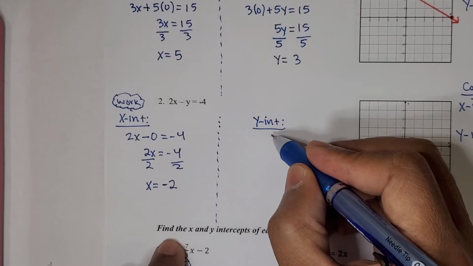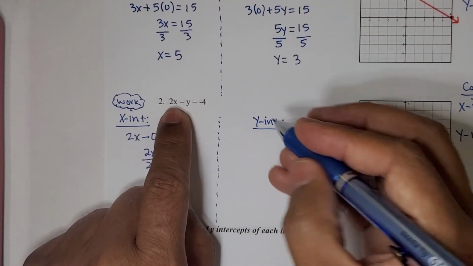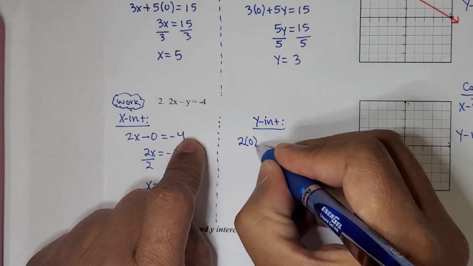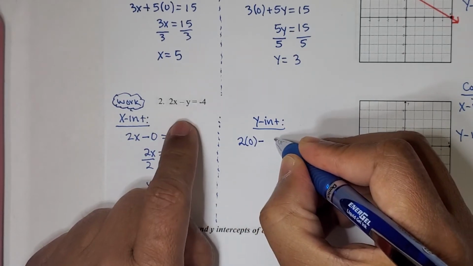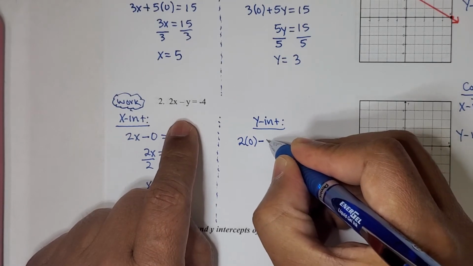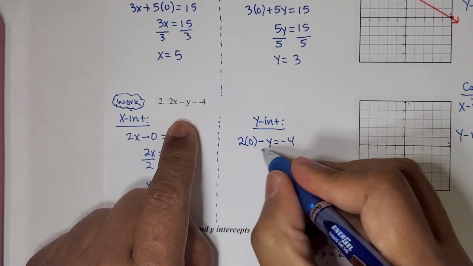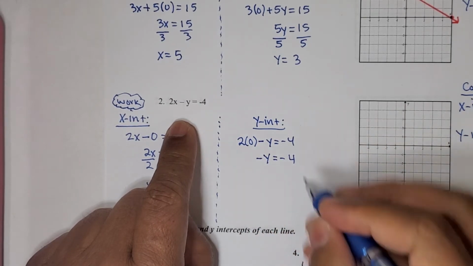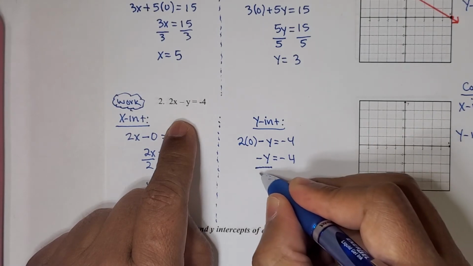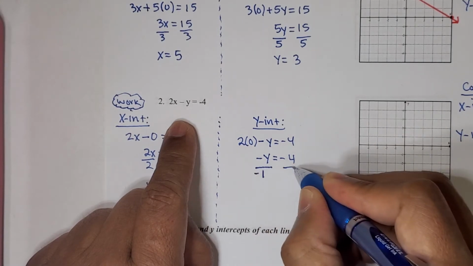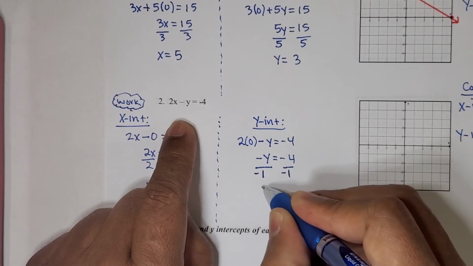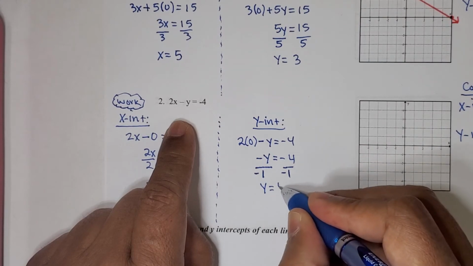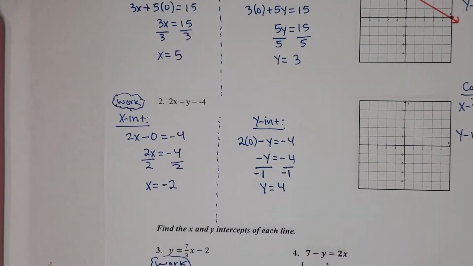Let's do the same for the y-intercept, but in this case x is set equal to 0. So this is 2 times 0 minus y equals negative 4. This becomes 0, so we just bring down the y: negative y equals negative 4. We don't want negative y, we want positive y, so we divide by negative 1. Then y equals negative 4 divided by negative 1. They have the same sign, so it becomes positive 4.